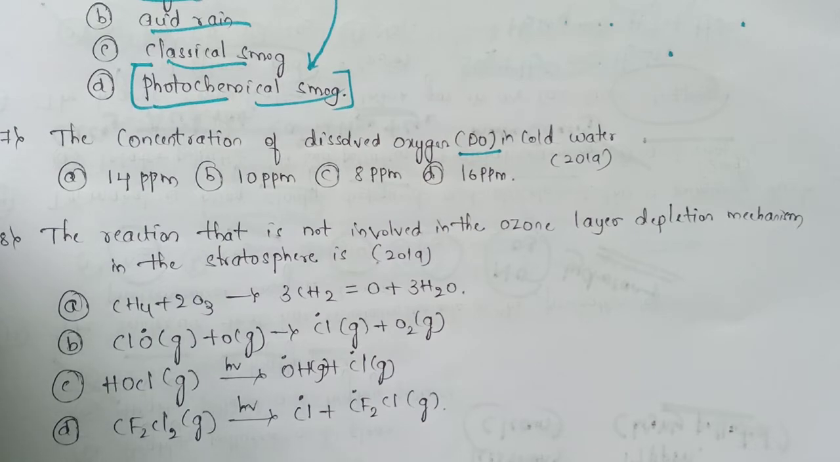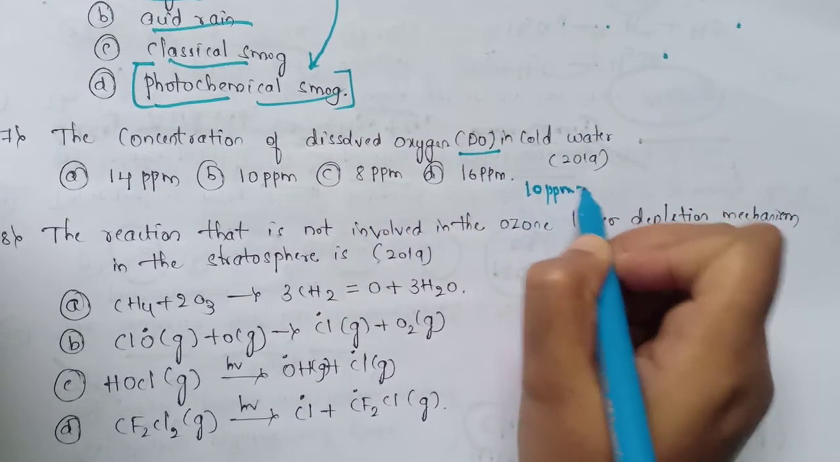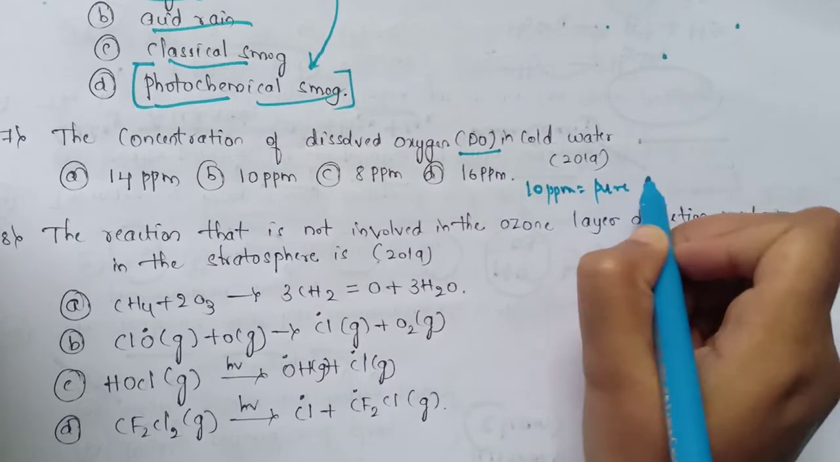And these dissolved oxygen levels are often highest in the afternoon because of high levels of sunlight, and high levels of photosynthesis occur in the afternoon. So in pure cold water, dissolved oxygen can reach a concentration up to 10 parts per million. See here, 10 parts per million in the pure cold water.